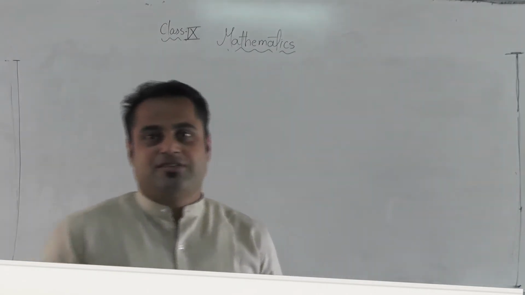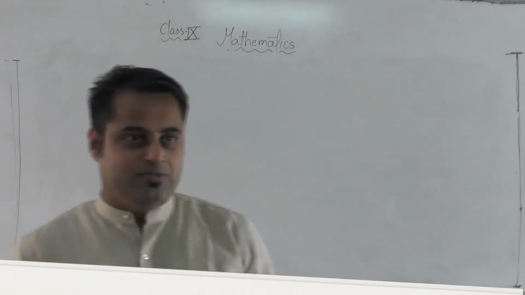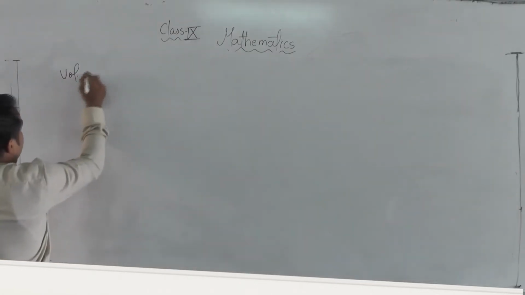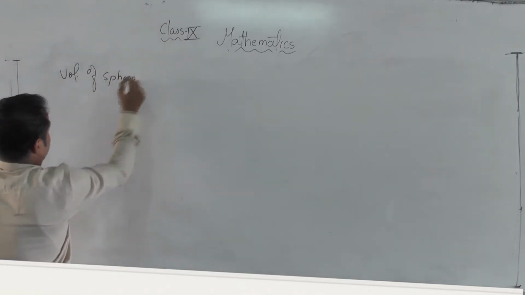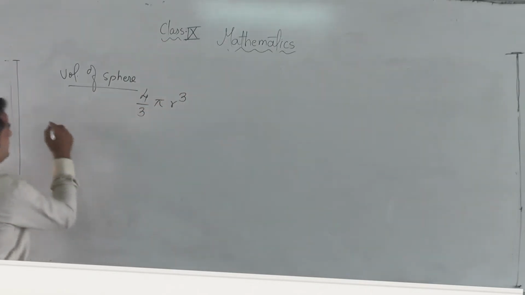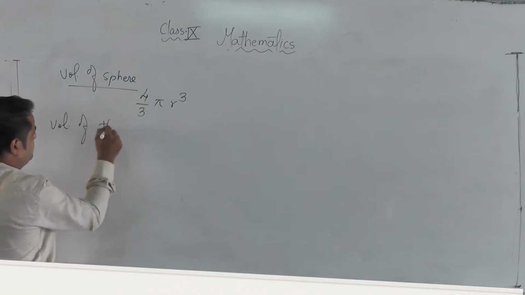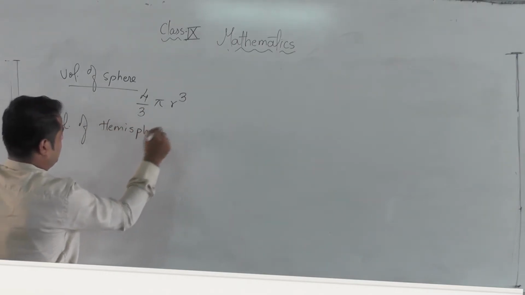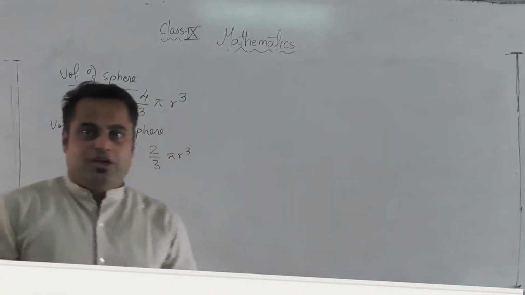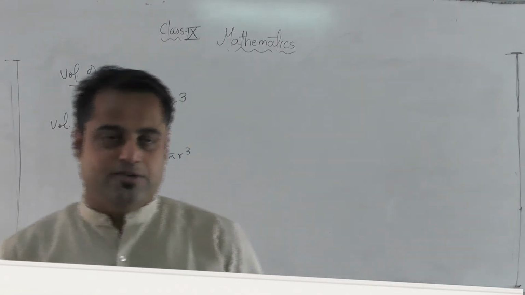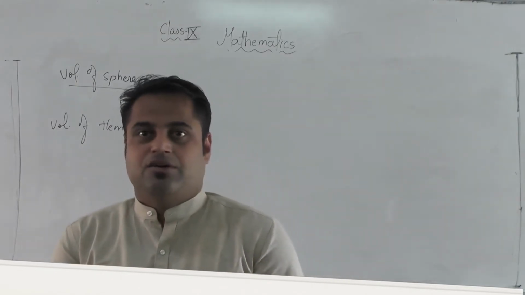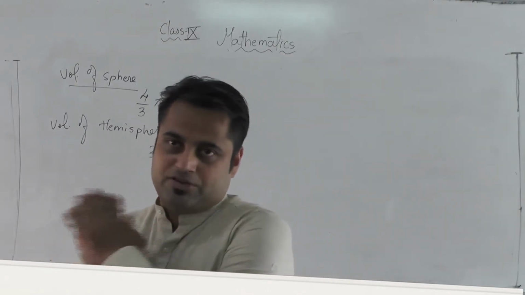In our previous class we discussed the formulas of sphere and hemisphere. Once again I am going to repeat this. The volume of sphere is 4 by 3 pi r cube, and the volume of hemisphere is 2 by 3 pi r cube. We already know about the sphere and hemisphere. Now we would like to see a few questions on the basis of these formulas.